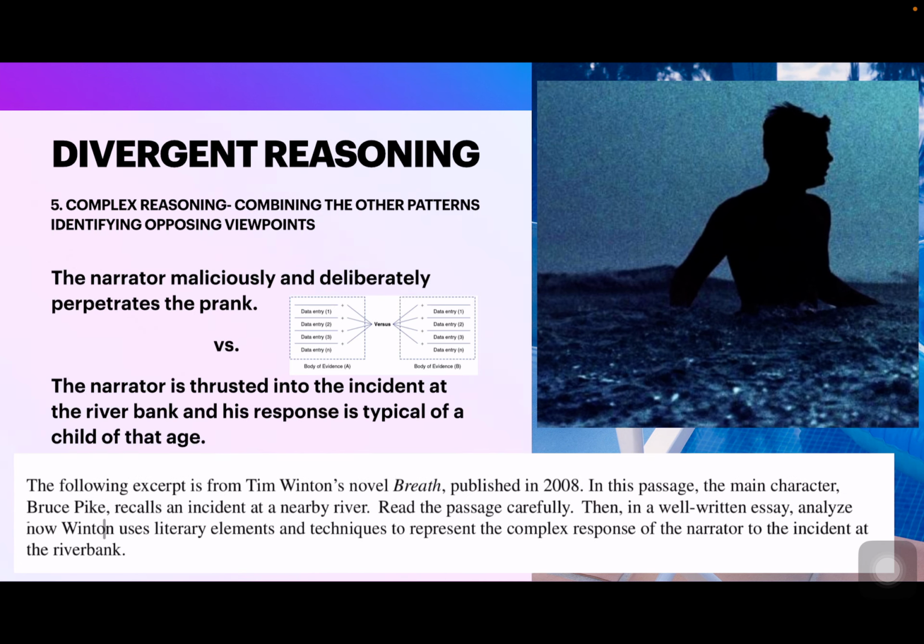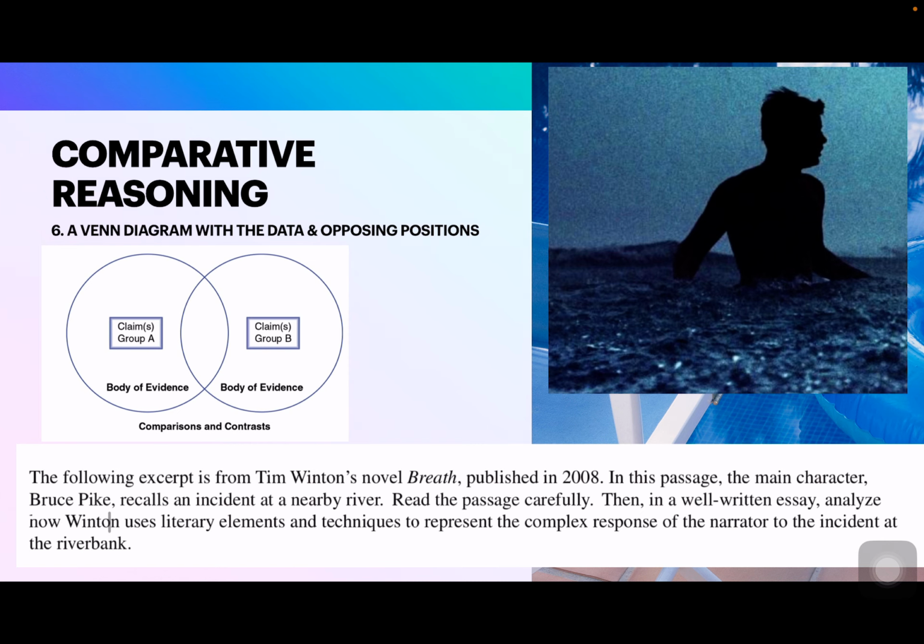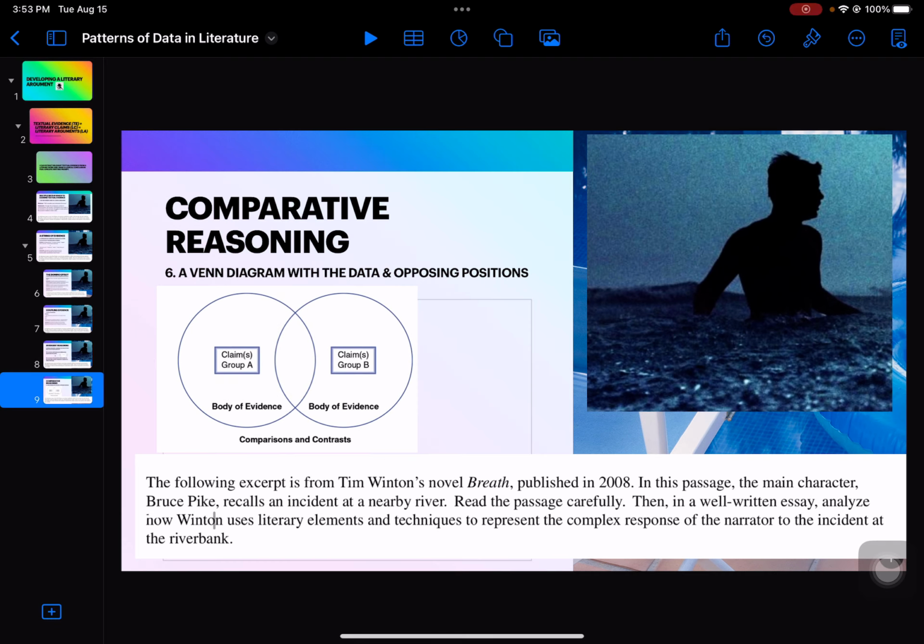Comparative reasoning is literally taking these two ideas expressed here in divergent reasoning and now placing them in a Venn diagram and communicating the similarities and the differences, which would also explain the complex response of the narrator to the incident at the riverbank.